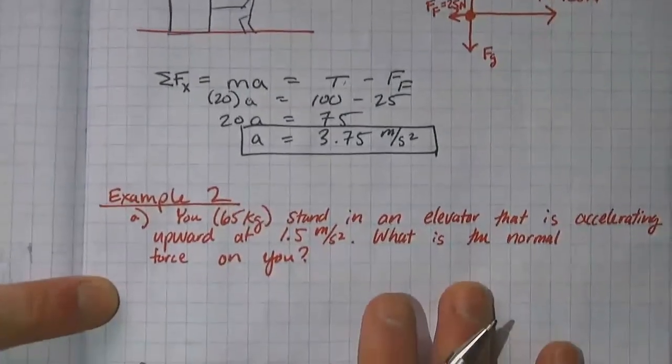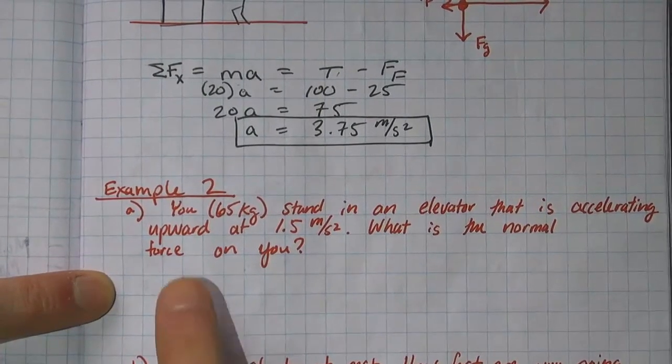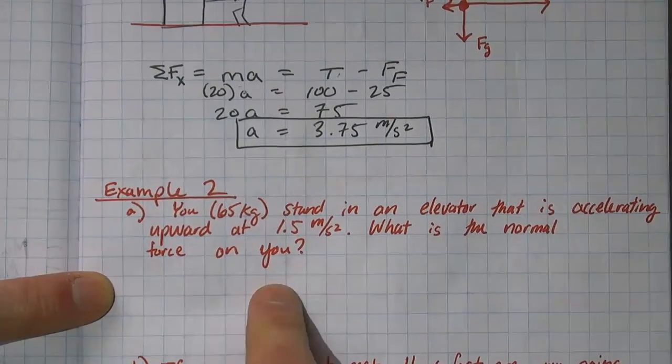All right, let's take a look at example 2. So this time we're going to have a vertical acceleration because you're standing in an elevator that is accelerating upward at 1.5 meters per second squared. What is the normal force acting on you?